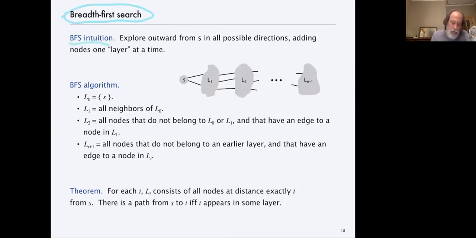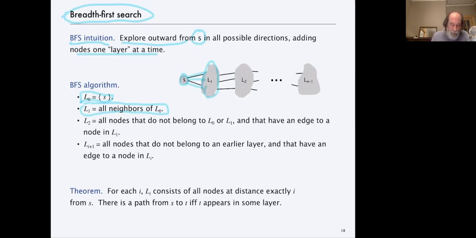So the intuition behind this algorithm is we start from some vertex S, and we explore outward from S in all possible directions, adding nodes in layers according to how far they are from S. Okay, so we start like this. Let layer 0 just contain our start node S. Okay, and then we construct layer 1 by taking all neighbors of S.